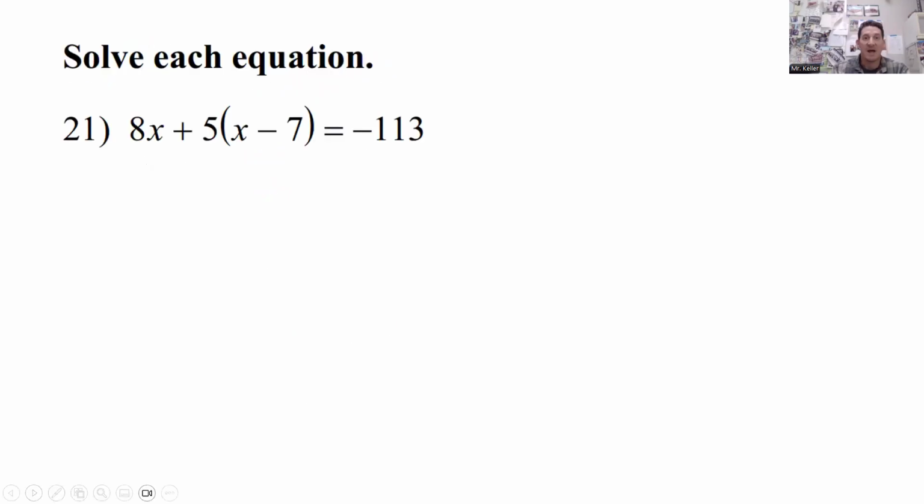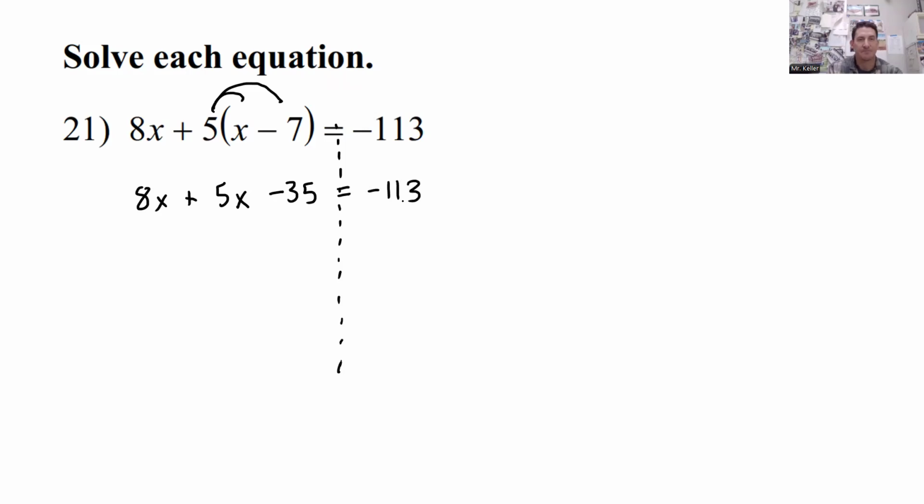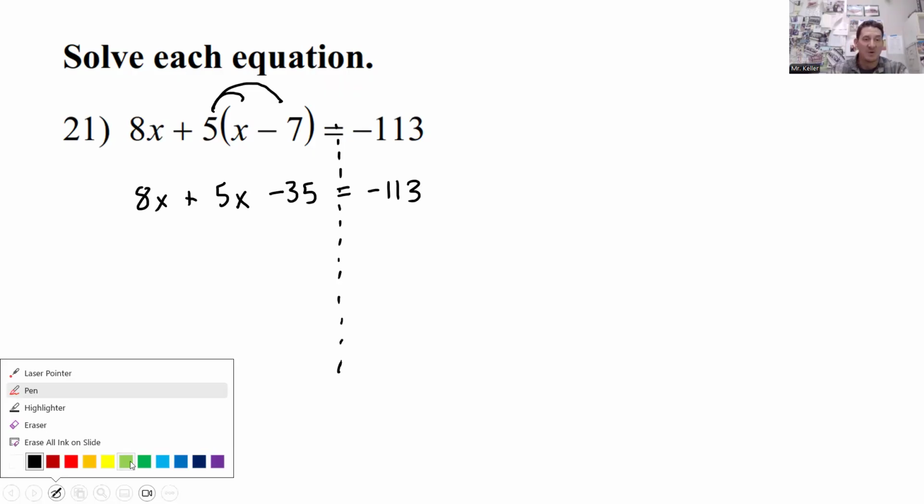All right, skipping ahead now. Again, we're just getting more complicated as we go through. So now we're going to have to distribute and combine like terms to solve. So here, you're going to start off, distribute this 5. 5 times x is 5x. 5 times -7 is -35. Bring down this 8x and the plus, and that's going to be equal to -113.